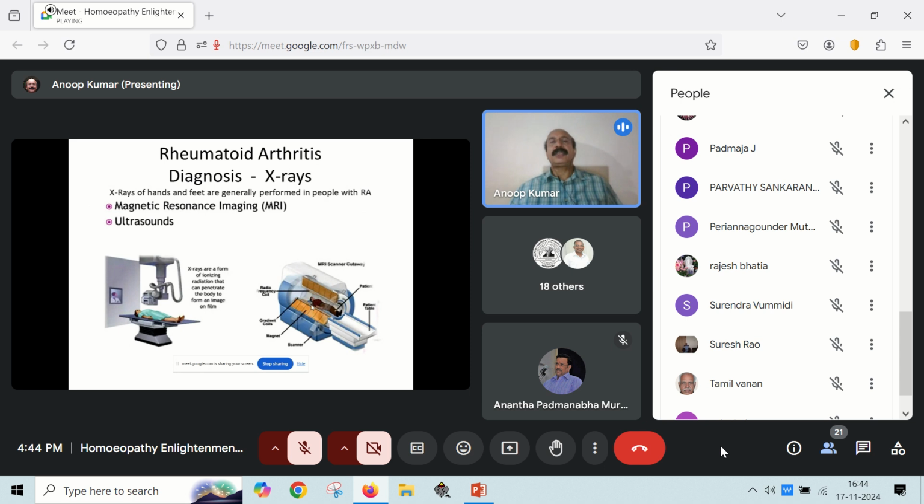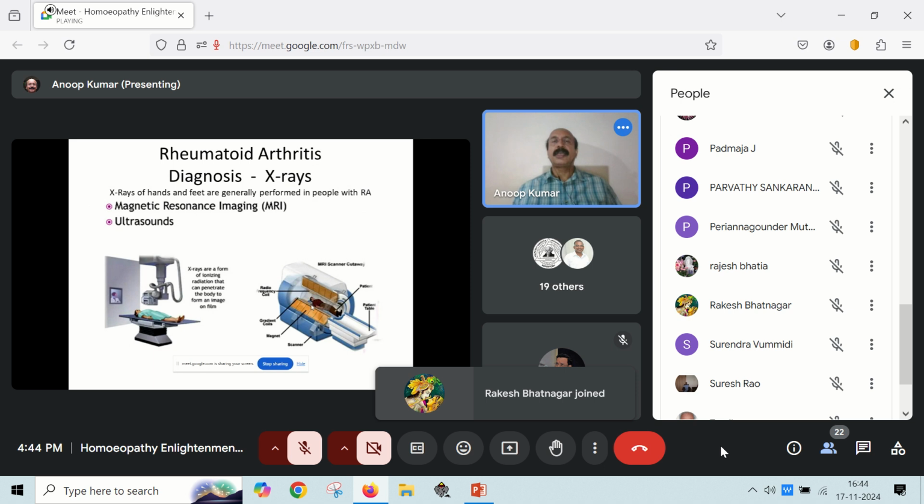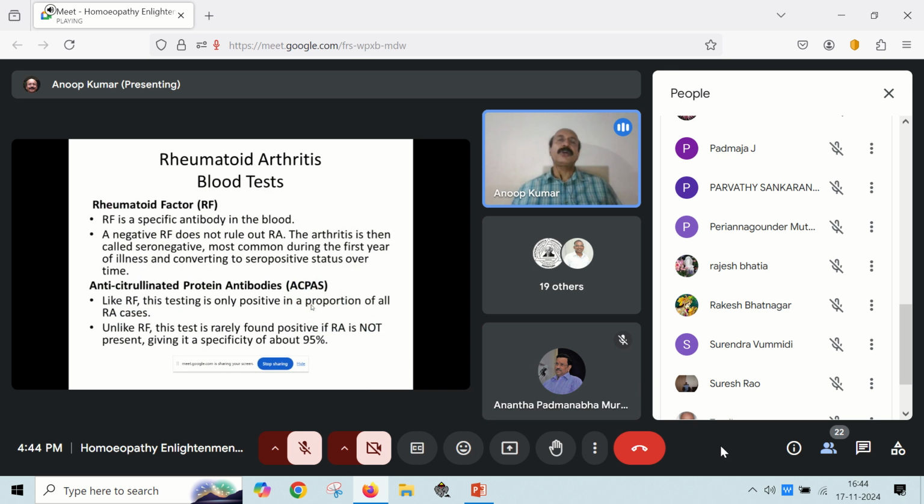X-rays of the hand and feet are generally performed for people with rheumatoid arthritis. MRI, magnetic resonance imaging, can be done, and ultrasounds can be done to see what is exactly happening to the joint, and we can assess the problems. So X-rays, MRI and ultrasounds can be used for diagnosing the problems. Now, it can also be diagnosed with blood tests.